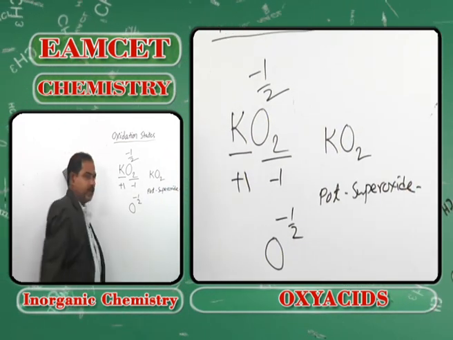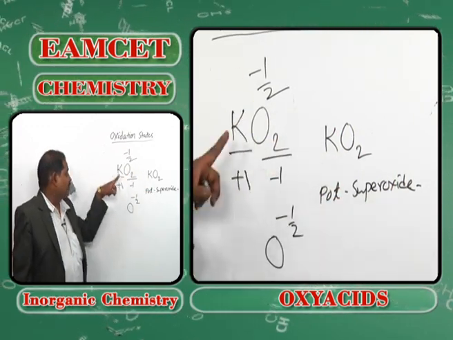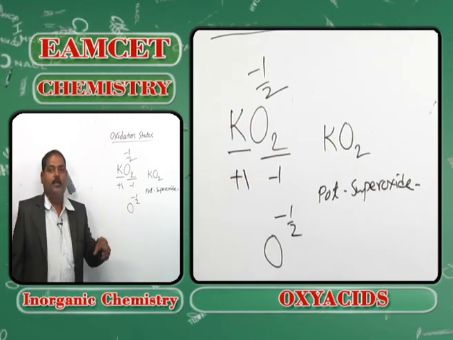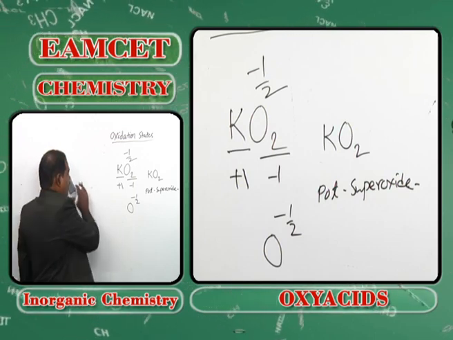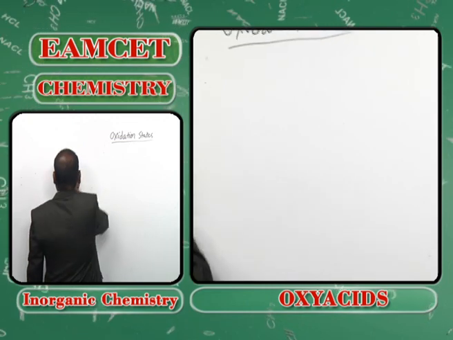Why do I call it a superoxide? Because oxygen is -half. Why is oxygen -half? Because potassium is +1. Why is potassium +1? It is always +1, fixed. So, if you have an element with a fixed oxidation state, it is very easy for you to deal with things.